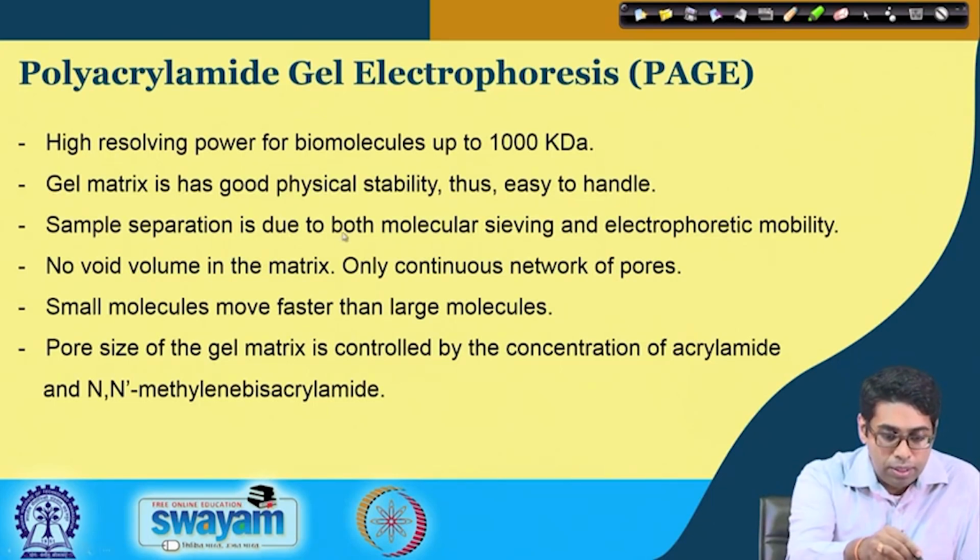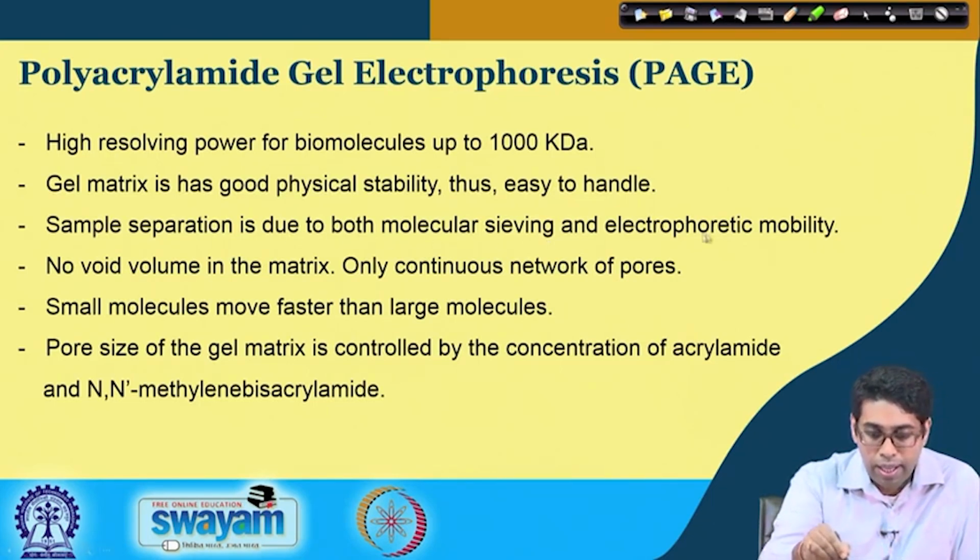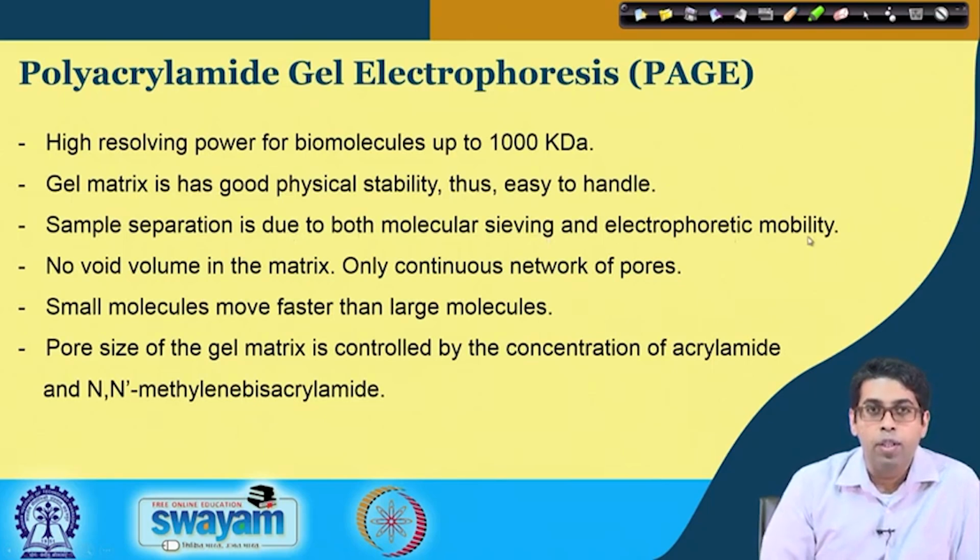The sample separation is due to both molecular sieving and electrophoretic mobility. So, molecular sieving means larger molecules will move slower, smaller molecules will move faster, and electrophoretic mobility means that molecules with higher charge will move faster, lower charge will move slower. So, the mobility is because of the charge on the molecule.